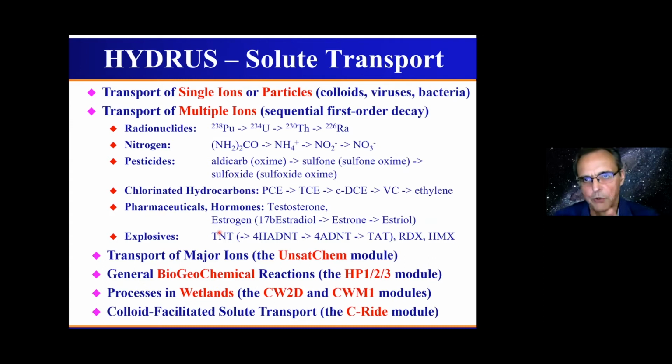From the point of view of solute transport, we can simulate transport of individual ions or single ions as well as particles. And under the group particles, I put all things which have certain size, such as colloids, viruses, bacteria, nanocells, nanoparticles, etc. So we can deal with that. And then we can also deal with the transport of multiple ions, as long as they are involved in the sequential first-order decay. And here you see a couple of examples: radionuclides, nitrogen species, pesticides, etc. And if we have a more complex geochemical system, then we have specialized modules. And in today's presentation, I want to talk mainly about these specialized modules.